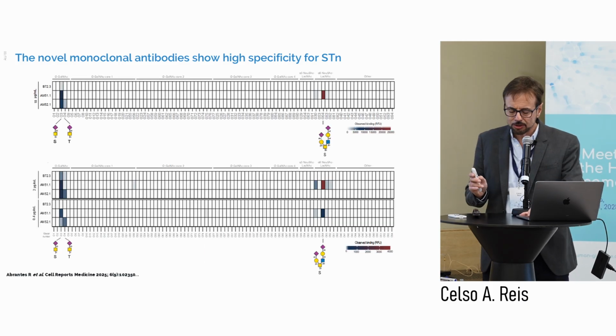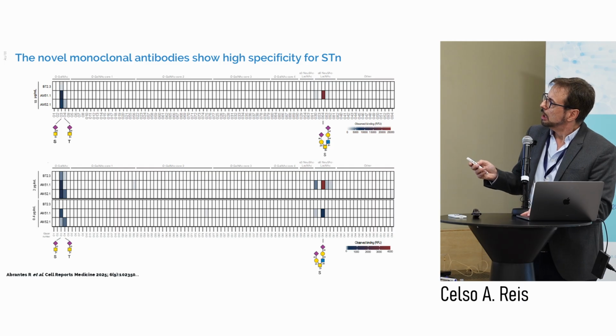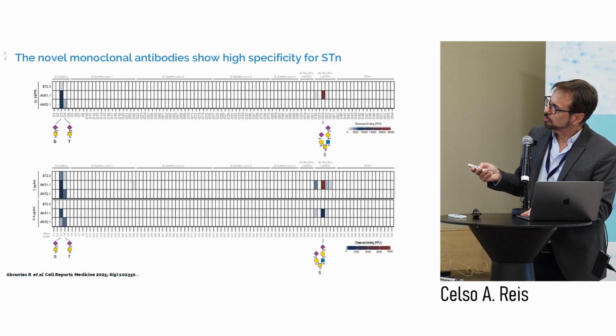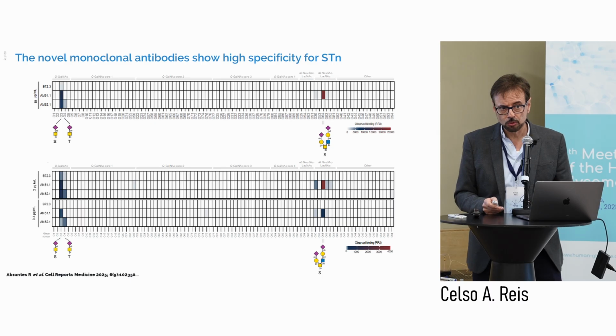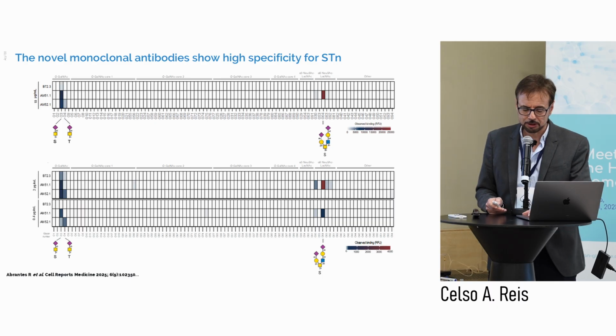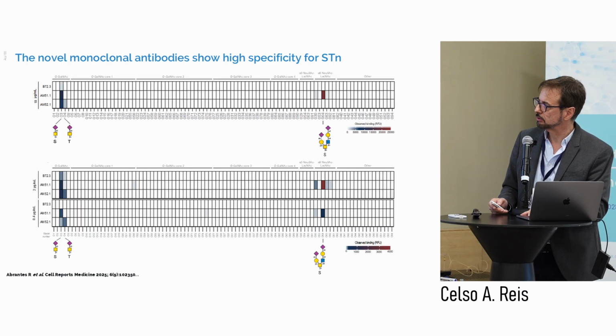And this is a summary of the results, showing that the two selected clones were quite nicely reacting with the sialylated forms, either in threonines or serines, although one of the clones showed a cross-reactivity with sialic acid alpha-2-6 on a LacNAc structure. So highlighting how important it is to have a very specific antibody to the target.